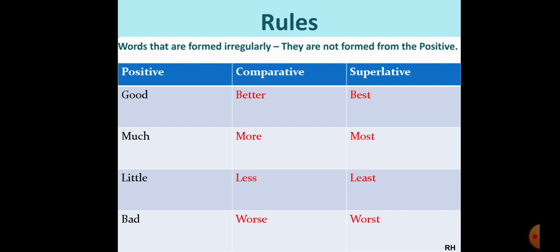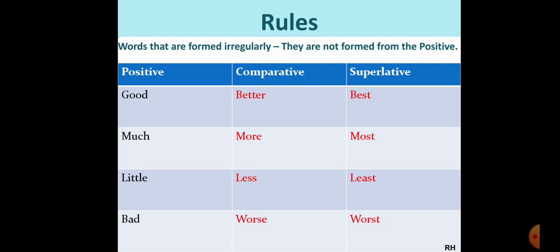For example, good becomes better and best. You can see it is not formed from the positive. Much becomes more in comparative, and most in superlative. Little, less, least. Bad, worse, worst. You need to remember them.